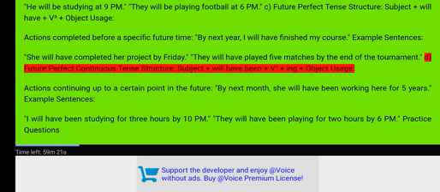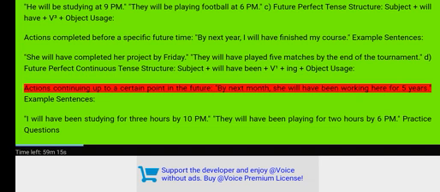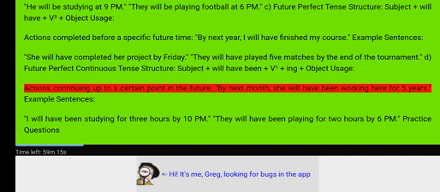D. Future perfect continuous tense structure. Subject plus will have been plus V plus ing plus object. Usage: actions continuing up to a certain point in the future. By next month, she will have been working here for 5 years.